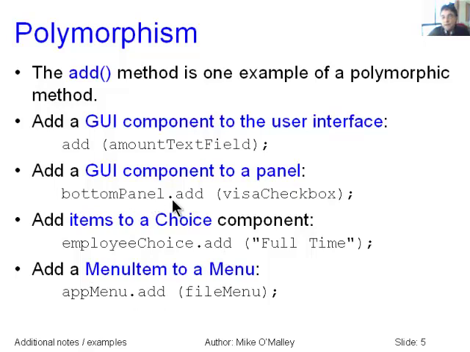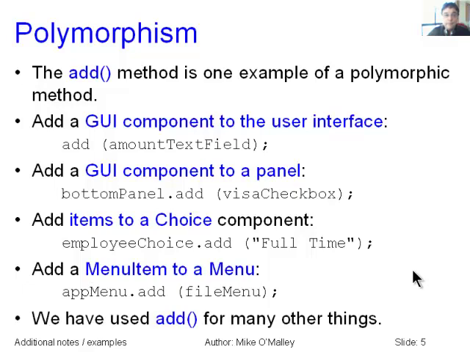So here a panel is involved in the invoking, so it's adding a GUI component to a panel. Here a choice is involved in the invoking, so a string is added to the choice. Okay, and so on. It's just like that. And here we've got a menu being added to an application menu, so it's the add method that has to do with adding menus to other menus, and so on. Okay, and we've used add for many other things, so that's just four examples.